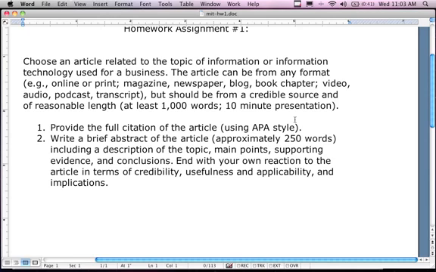And then what you want to do is write a brief abstract of the article, about 250 words, which isn't that much. So you can write more if you want. Just don't go under 250, including a description of the topic, main points, evidence, conclusions, and end with your own reaction to the article in terms of its credibility, usefulness, and applicability, and any implications that it might actually provide.